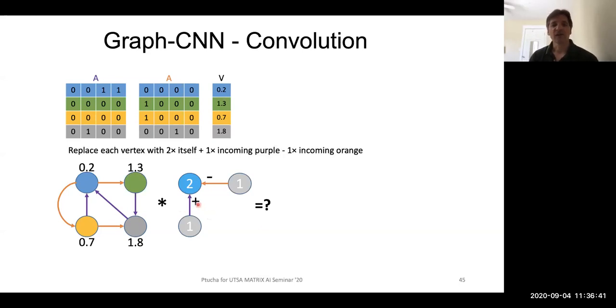But first of all, let's translate this to English. And what does this say? It says, okay, replace each vertex with 2 times itself plus 1 times the purple incoming connections minus 1 times the incoming orange connections. Does that kind of make sense? So I just replaced this filter with a sentence in English, what it means. All right, let's see if we can handle that.